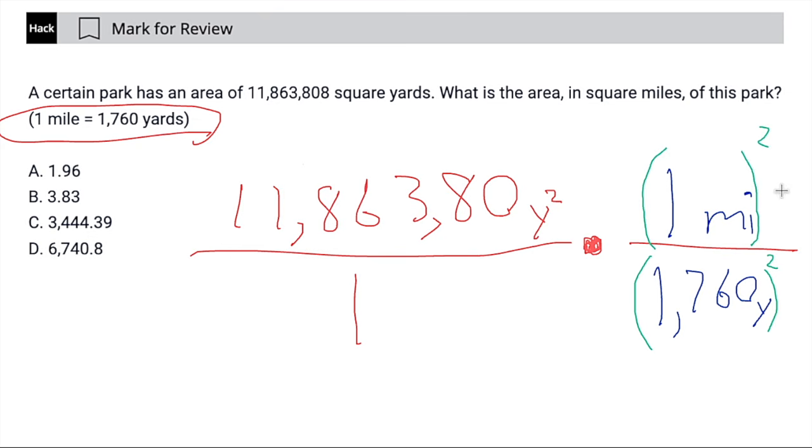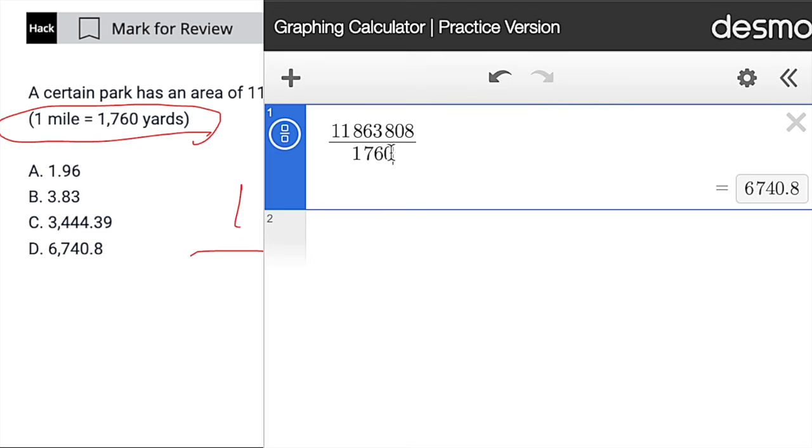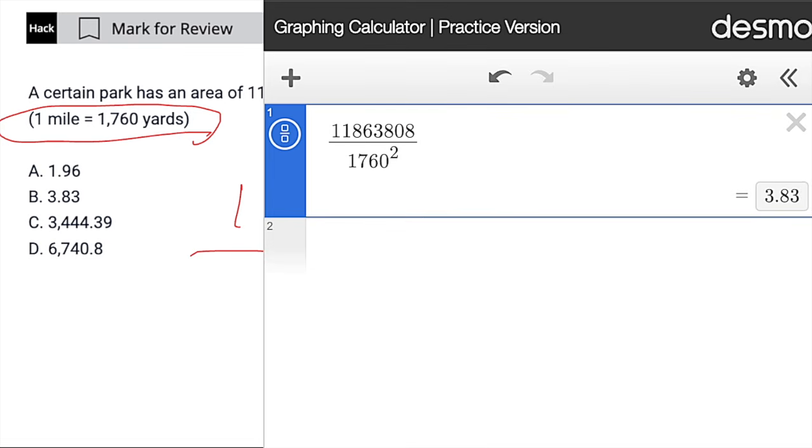The miles aren't such a big deal because 1 squared is still 1, but 1760 squared is going to be a lot different than 1760. So we just go ahead and square that sucker. Now it says 3.83, which is choice B, and our actual answer. And yes, in case you're wondering, this kind of trickery does show up not just with squared things, but also cubed things. So be on the lookout for that as well.